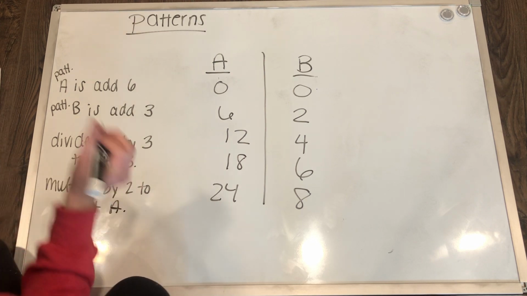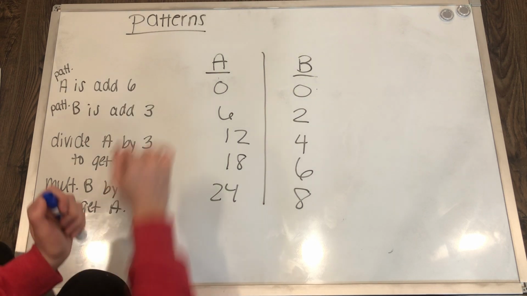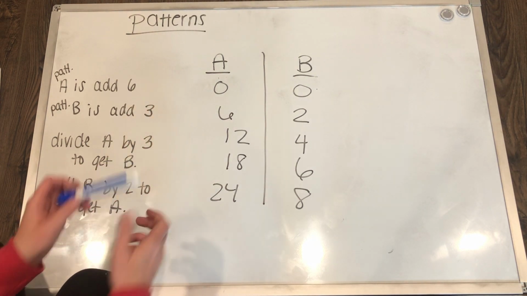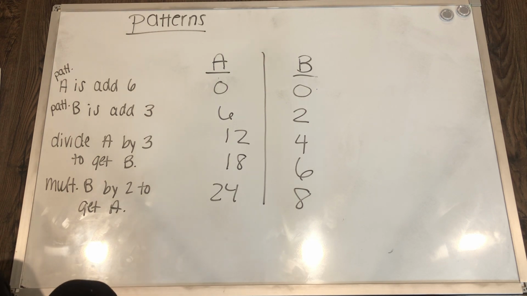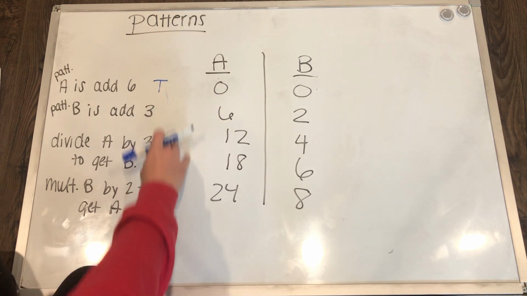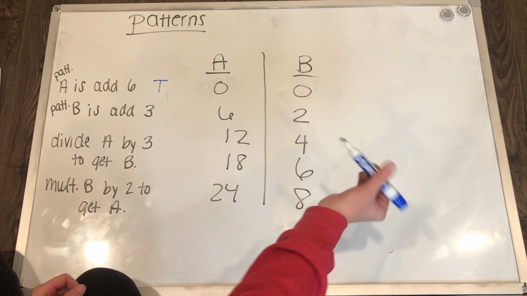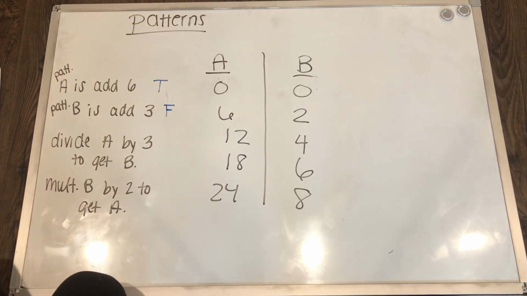All right, so let's go one by one. The first one says pattern A is add 6. Well, let's just look at pattern A. It goes 0, 6, 12, 18, 24. Is it adding 6 each time? Yes, so this is true. What about the next one? Pattern B is add 3. Well, let's look at pattern B: 0, 2, 4, 6, 8. Nope, it's going up by 2, so that's false.